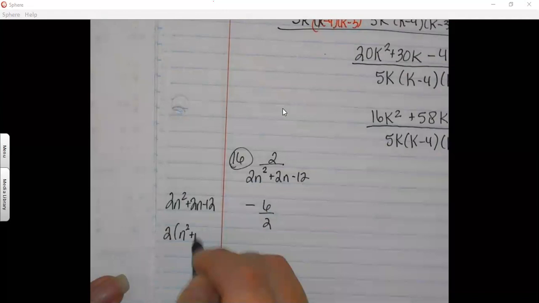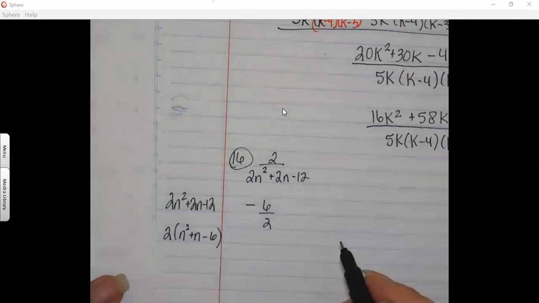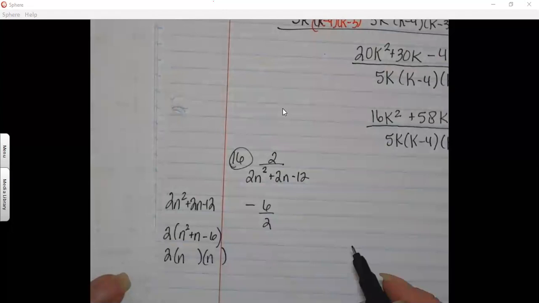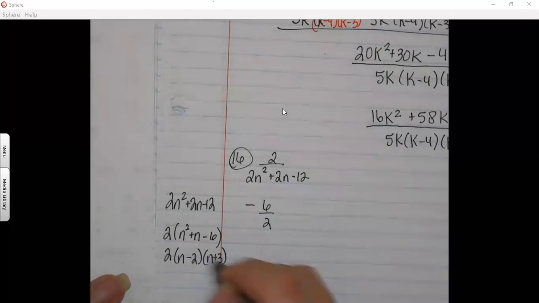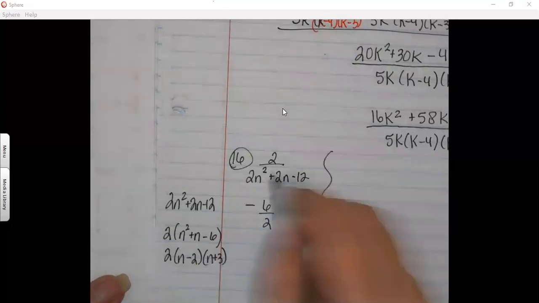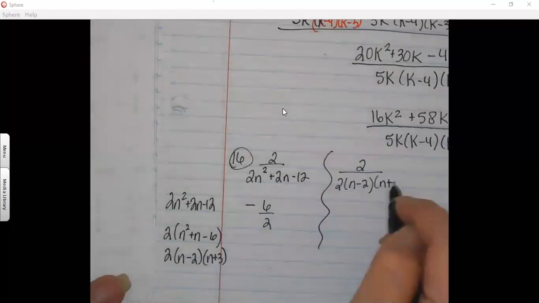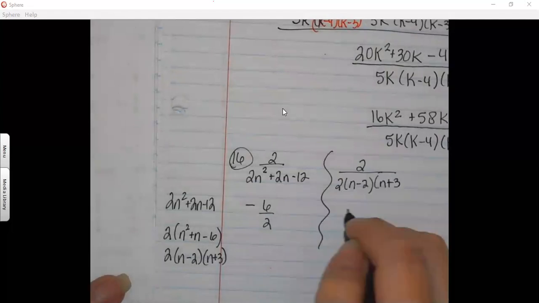Well, that's still a quadratic, so I might be able to factor that. If I could, I would need two numbers that multiply together to get -6 and add to get 1. -2 times +3 is -6, and -2 plus 3 is +1, so that works. And so my top fraction, I'm going to say 2 times n minus 2 times n plus 3. And then that other fraction, I'll just leave it the way it is.